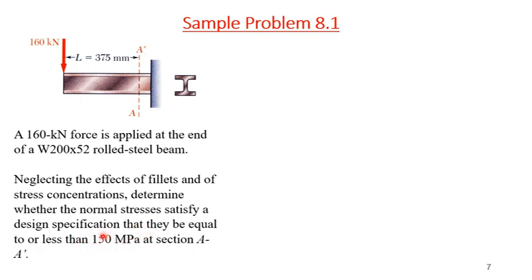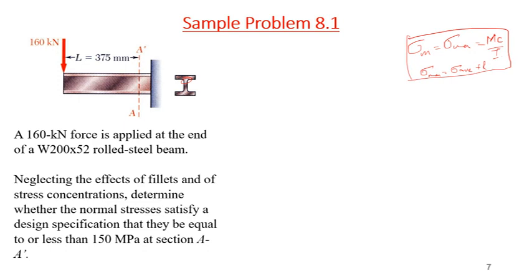So sigma maximum allowable is 150 megapascal. Does it satisfy this condition? Yes or no? Now in this case, we cannot simply say that sigma max is equal to Mc over I, right? So we have to find the stresses over here as well, and then we will calculate sigma max using the formula sigma average plus radius, and then we will compare.